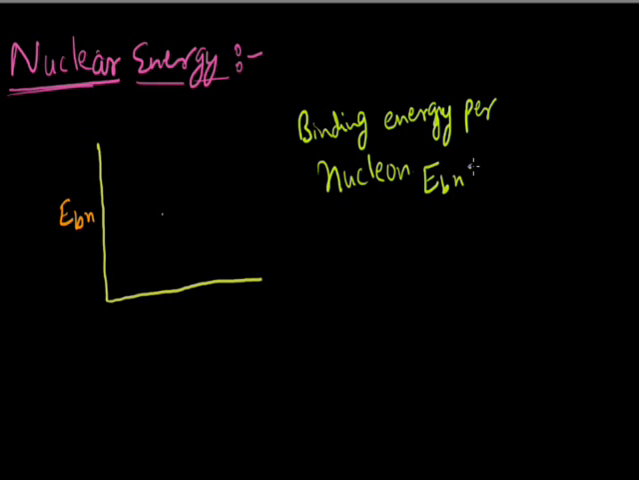EBN, that will be equal to the total binding energy of the nucleus divided by the atomic mass number, the number of nucleons in a single nucleus. Here in this graph we want to show a relationship between the binding energy per nucleon and atomic mass. Our graph will appear like the following.